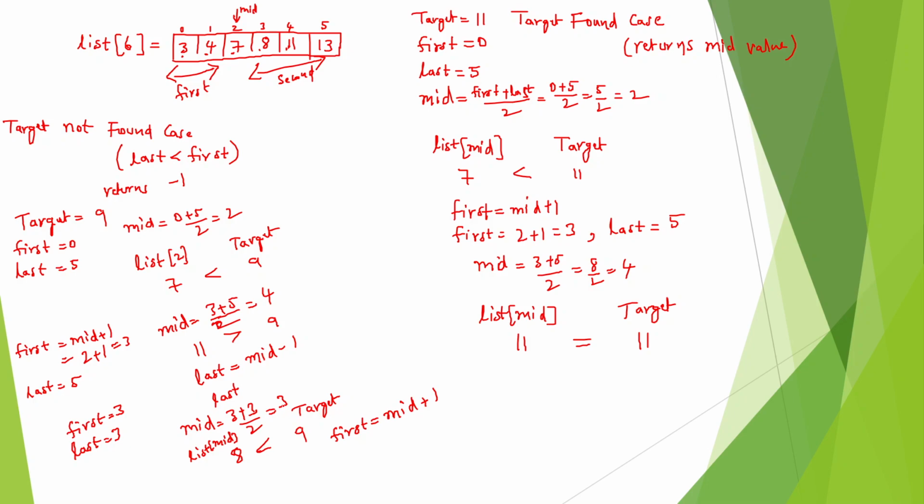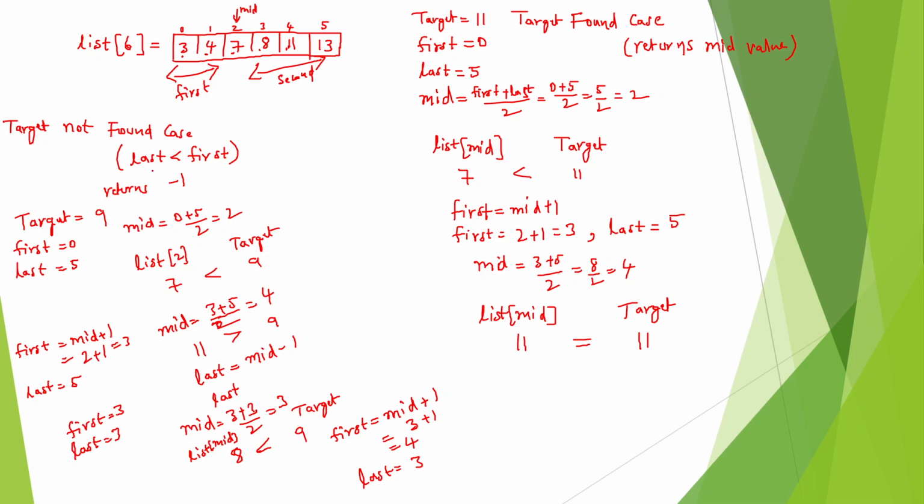So what is the mid value? The latest calculated mid value, 3. So 3 plus 1, your first is 4. And what is last? Last we don't modify. Last is from the previous case only. Previous case last was 3. So now just see your first and last. Your first became greater than last.